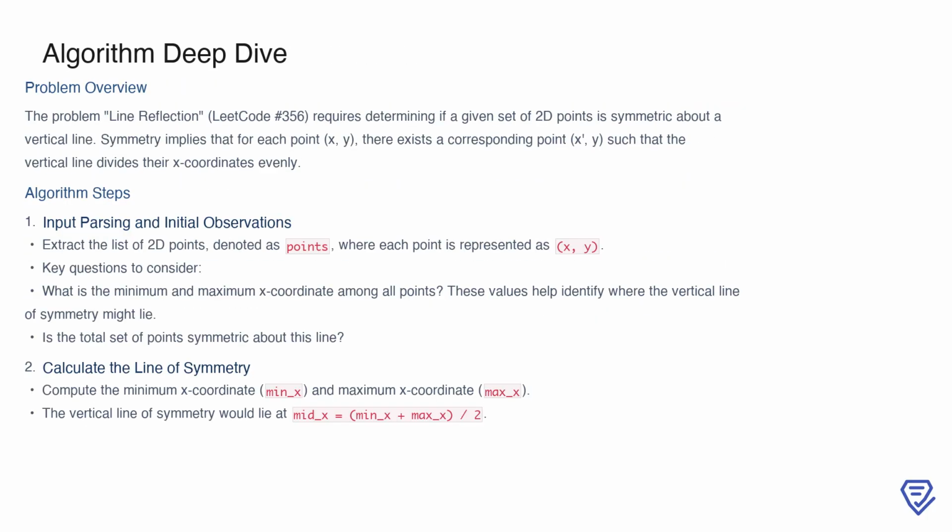The problem, line reflection, challenges us to determine whether a given set of 2D points is symmetric about a vertical line. In simpler terms, this means that for each point on one side of the line, there should exist a corresponding point on the other side, such that their x-coordinates are equidistant from the line.